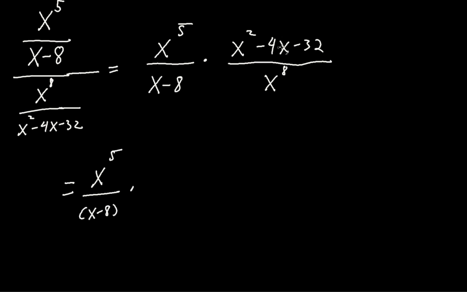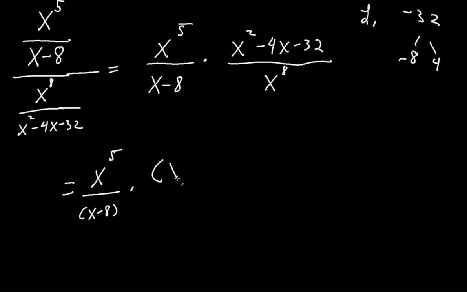Now, this has a leading coefficient of 1. So I need the factors of negative 32, which add to negative 4. Well, 32, we have 8 to choose from. So 8 and 4 might work. They need to multiply to a negative number and add to a negative number. So negative 8 times 4 is negative 32. And if you add these together, you get negative 4. So that works.